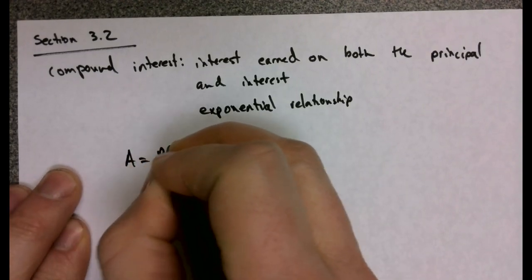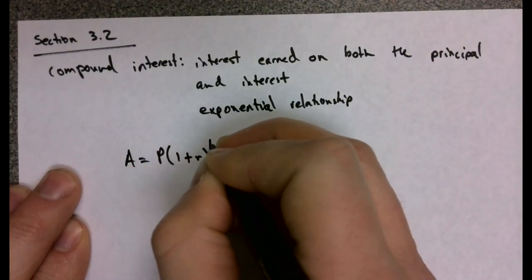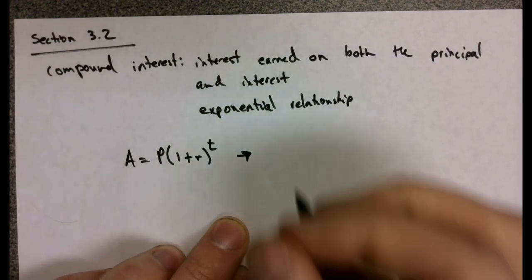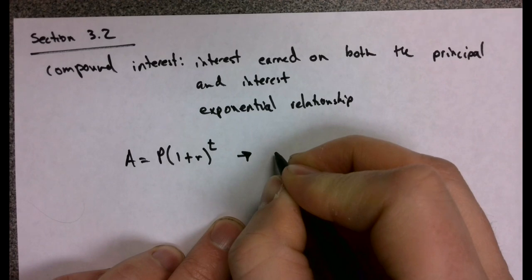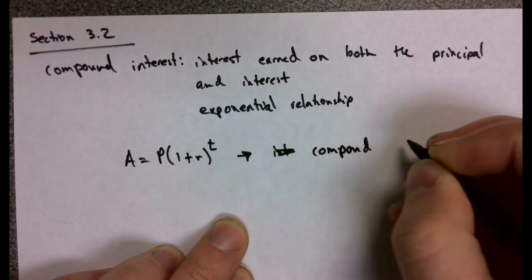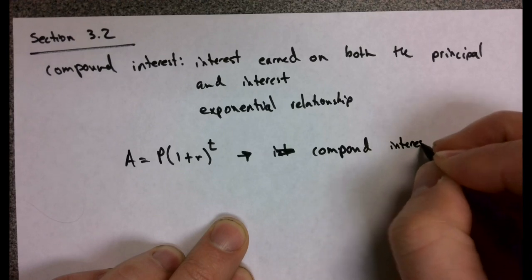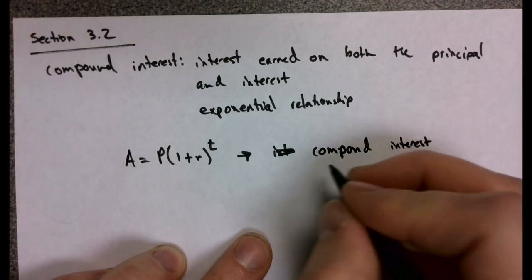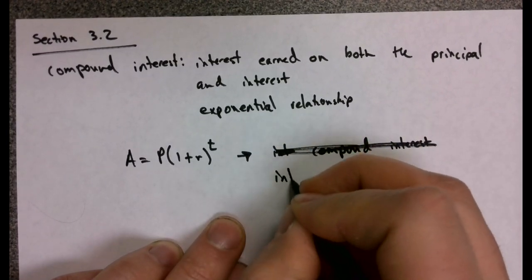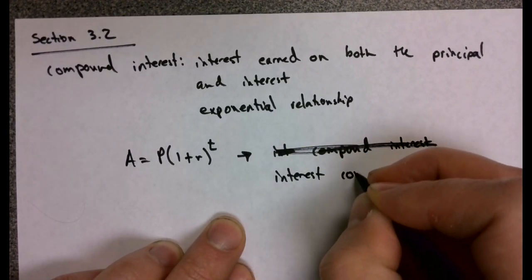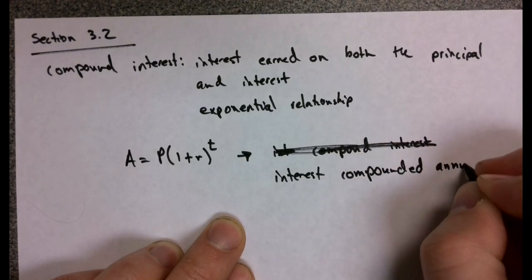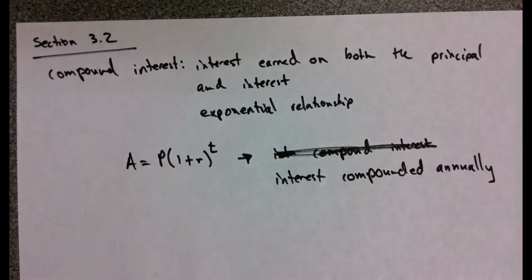A equals P times 1 plus r raised to the t. This is the useless one. This is interest compounded annually. So it's a very specific case. It's just when you do it once per year.